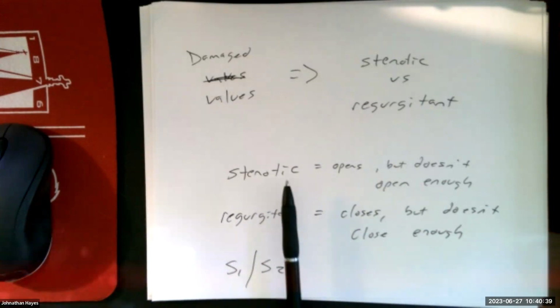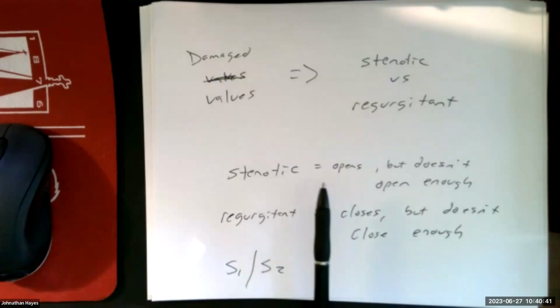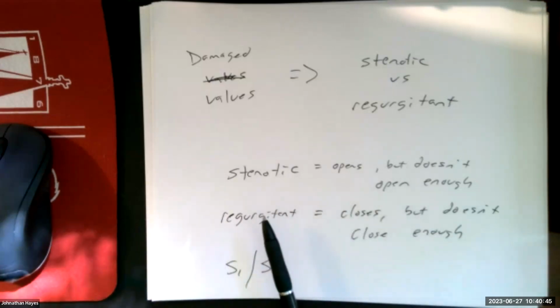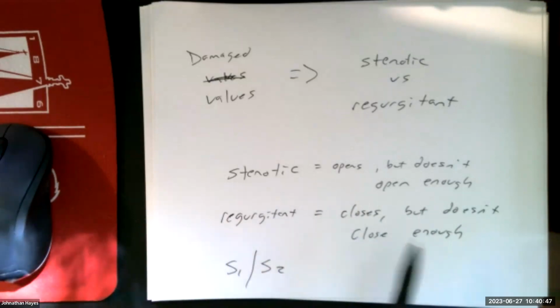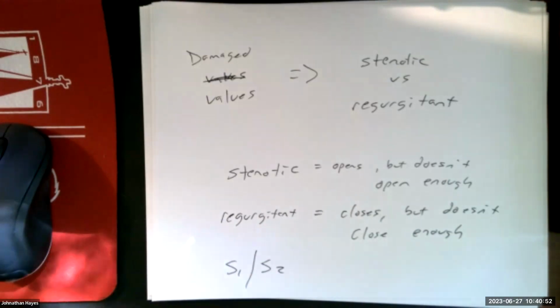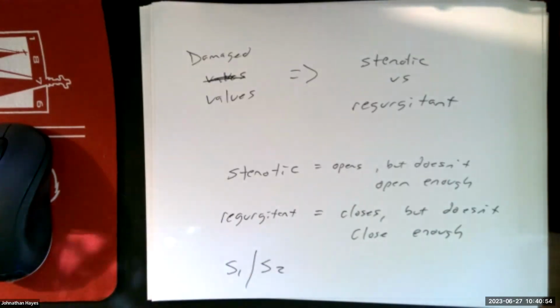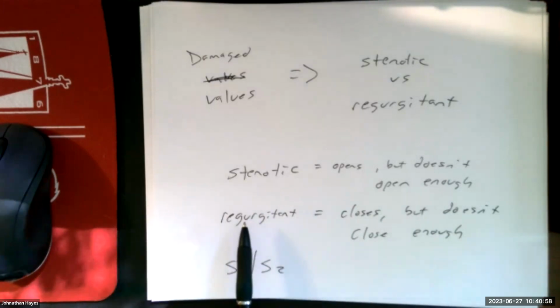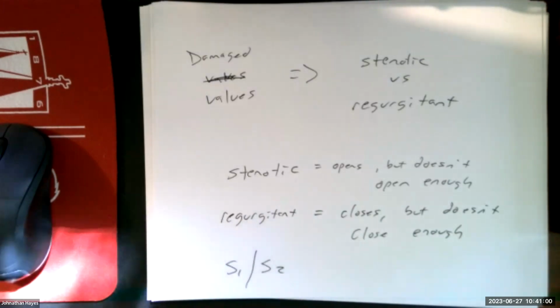So stenotic valves are damaged valves that open, but they don't open enough, creating turbulent blood flow. Regurgitant valves are valves that close, but they don't close enough, so blood's able to seep back in. So you can hear that blood pushing back through. And you can have stenotic or regurgitant valves over any of the valves.